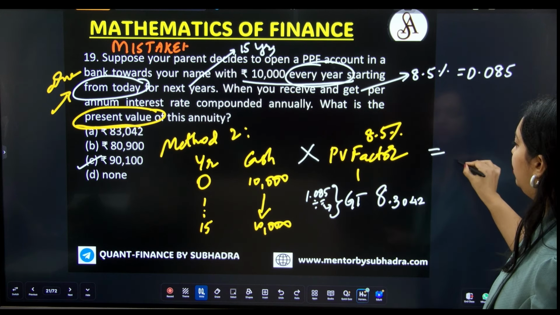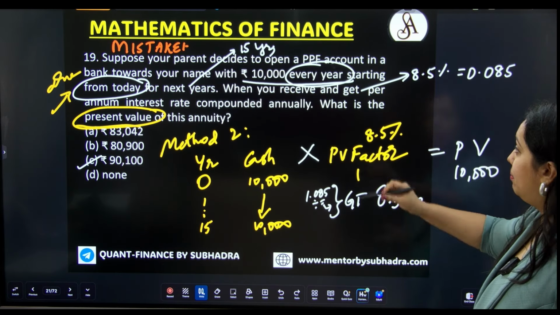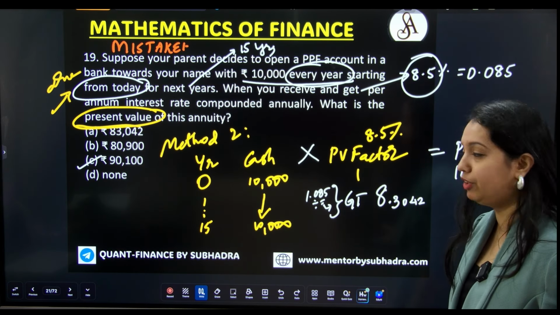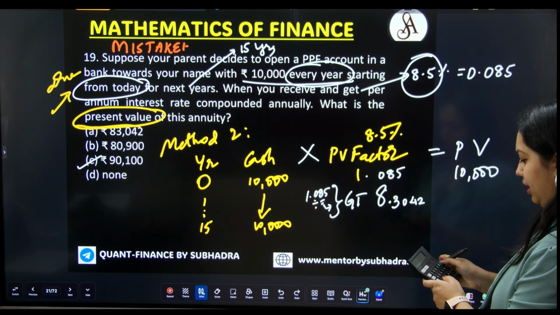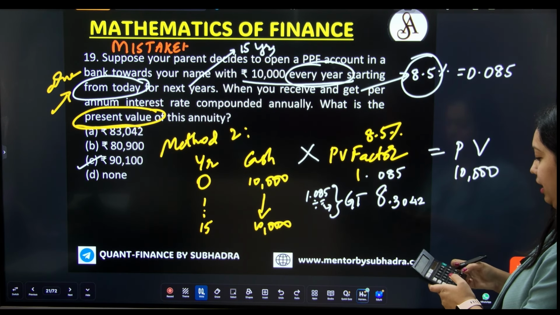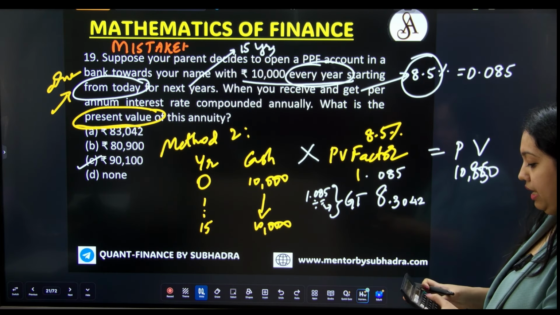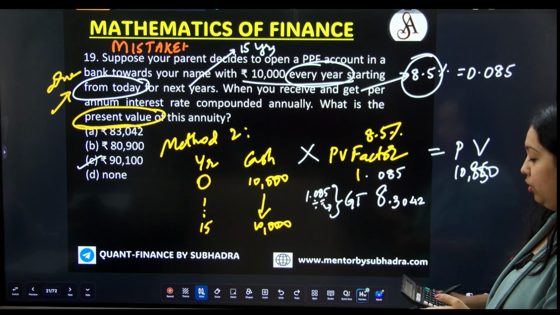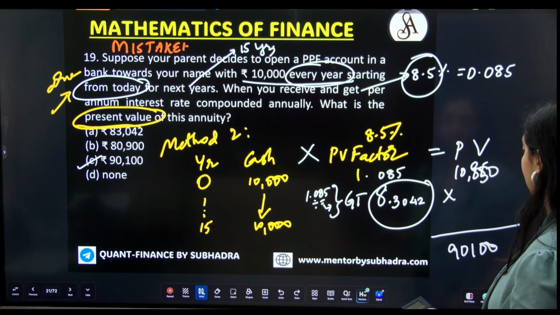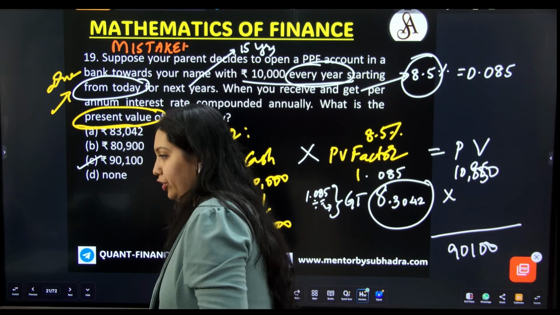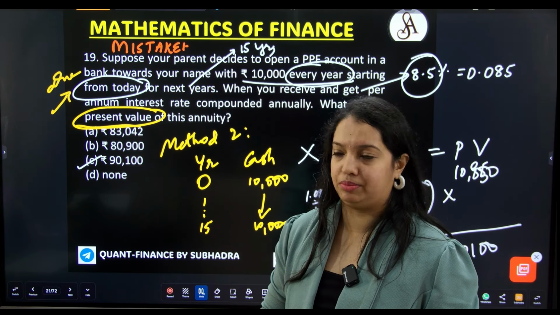Multiply this into this will give you present value amount. So 10,000 into 1, 10,000. But remember, you are supposed to add 8.5 percentage even for this. So this will become 1.085. Multiply them. You are going to get 10,000 into 1.085. I got the value as 10,850 into 8.3042. You will get final answer as 90,100. This is method number 2. Again, whichever you feel is easy, you can try that, but they usually rarely ask present value related question.